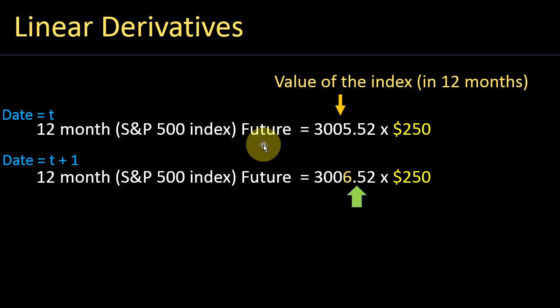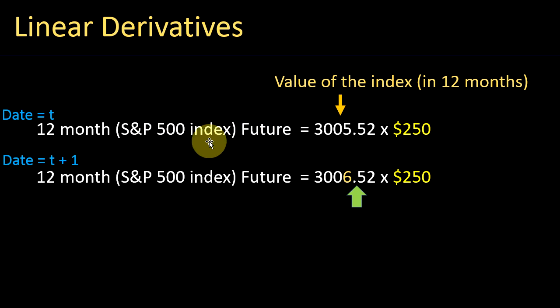Now we know that once we enter into a futures contract, on a daily basis the value of the futures contract can move based on the changes in the underlying. So let's assume that the next day after we have entered into the contract, the December future index value has moved from 3005.52 to 3006.52.